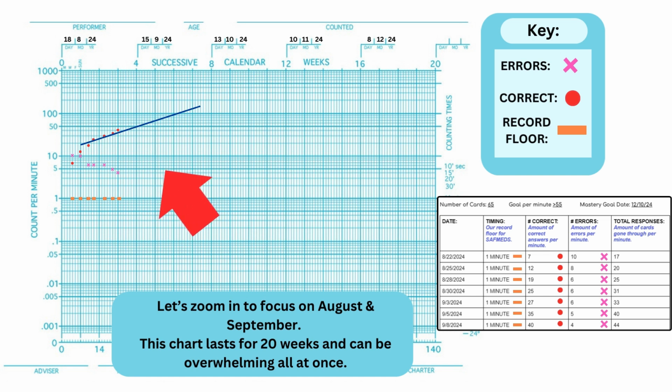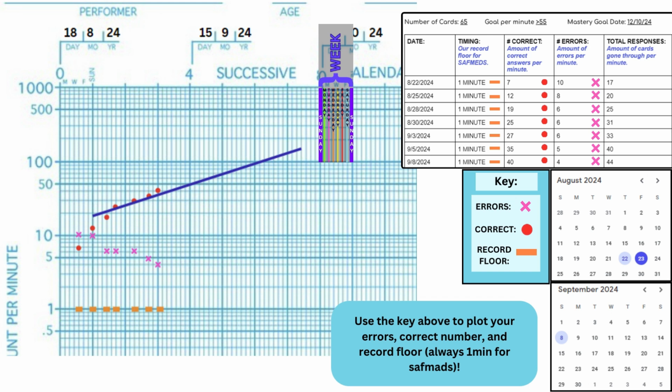So let's zoom in to focus on August and September. This chart does last for 20 weeks. So as you can see, and don't let this confuse you, the day is first, and then the month, and then the year. But as you can see, it goes all the way up to December and into the new year. So obviously we want to focus on this portion of the chart. So I hope I can explain and do just that. Let's just take this step by step. I brought this back in just to help us with the weeks.